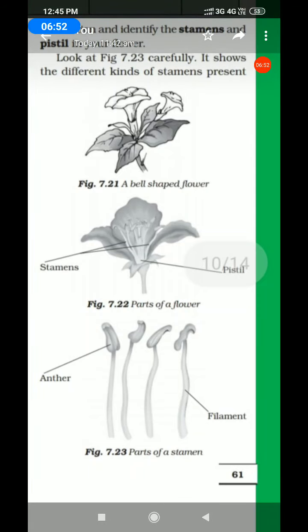Okay. Next is stamen, 7.23. See the picture, page number 61. The upper part is the anther. Then the tube-like structure is the filament.